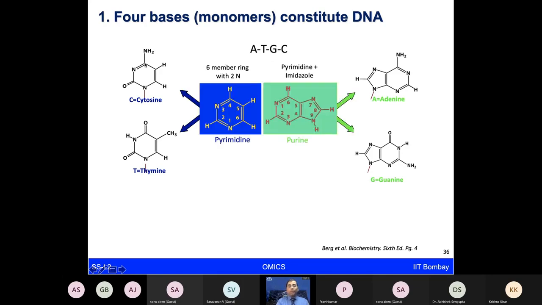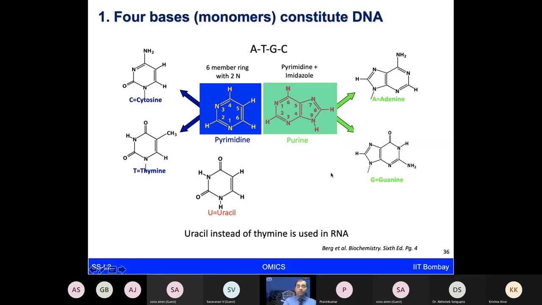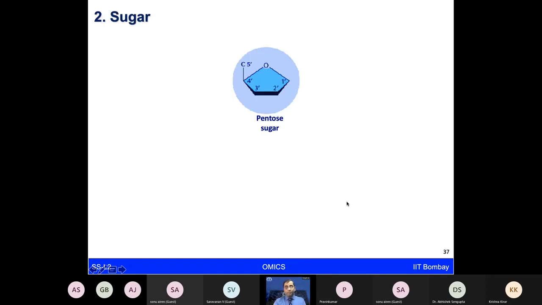Now, if you look at the structure, these two, T and C, have the pyrimidine ring, which is a 6-member ring with 2 nitrogen, and the other two, adenine and guanine, have the pyrimidine ring plus an imidazole ring as part of that. That is known as purine. One more base is uracil, and that is found in the RNA. So in RNA, you don't have thymine, but rather you have uracil. That is one major difference in the bases between DNA and RNA.